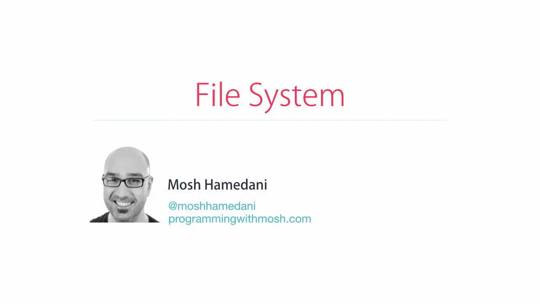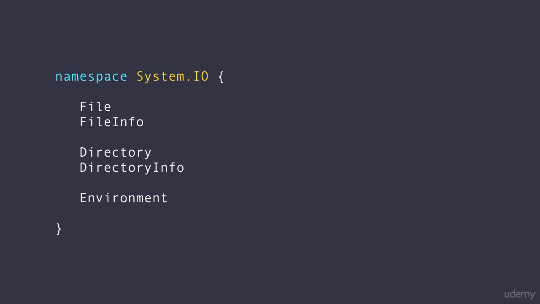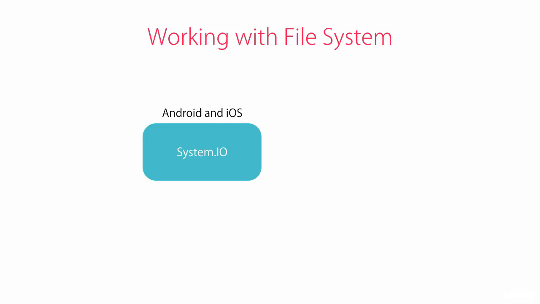All right, we got to file system. Now, file system is an interesting one because we do not have a consistent way to work with file system across these different platforms. So if you have built desktop or web applications with C#, you're probably familiar with this System.IO namespace. Here we have classes like File, FileInfo, Directory, DirectoryInfo, Environment, and so on. Now on Android and iOS, we can use these classes to work with file system.